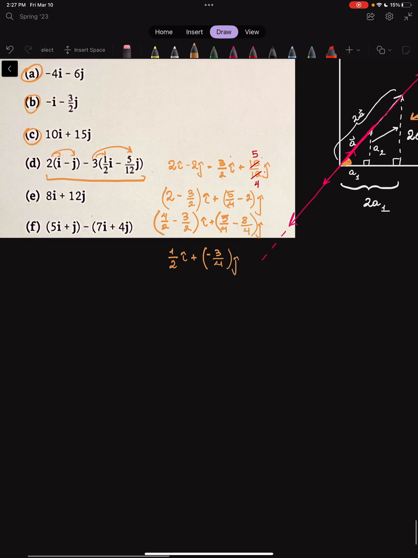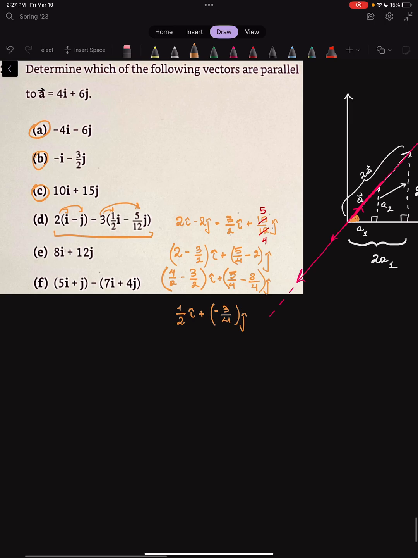Okay? So let's see, is there a way to go from 4 to 1/2? Well, if I do 4 times 1 over 8, that's going to be 1/2. But now, if I multiply 1/8 times 6, do I actually get -3/4? Well, without even doing it, you see that this would be positive and this would be negative. So we cannot say this, which means that these two are not parallel.